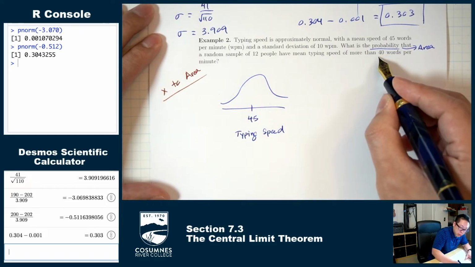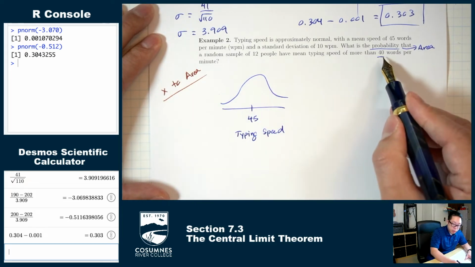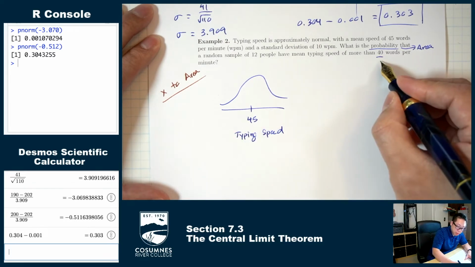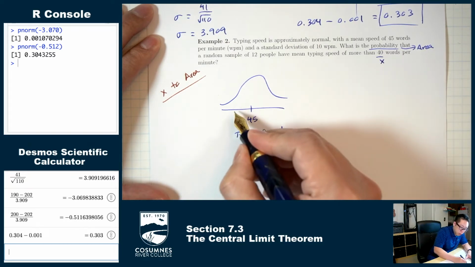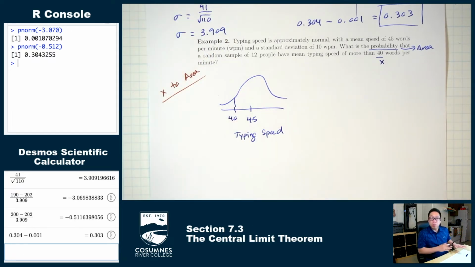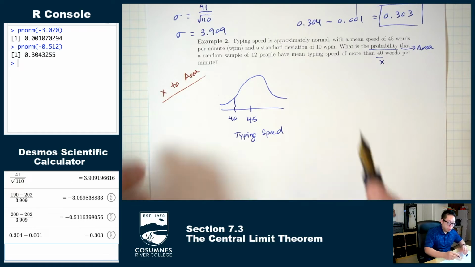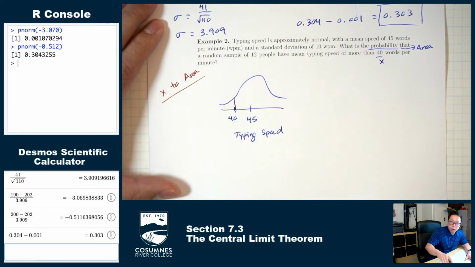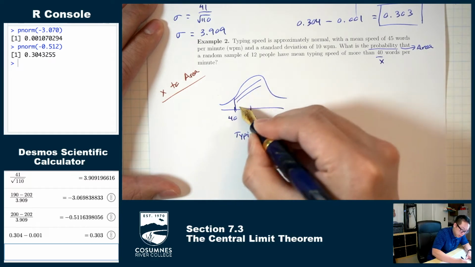I do need to put this 40 on my picture. So 40 here is words per minute. That's a typing speed, so that should go on the x-axis. So this is an x. 40 is here. Question is, is it shaded left or shaded to the right? It says more than 40, right? More than 40 would be on the right side. So this is shaded to the right.